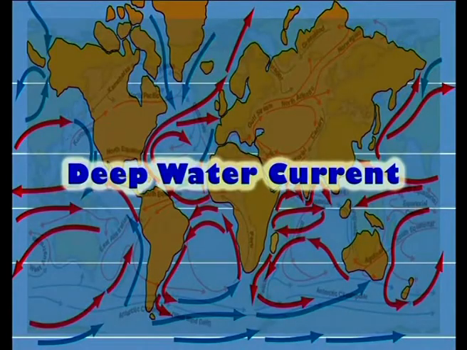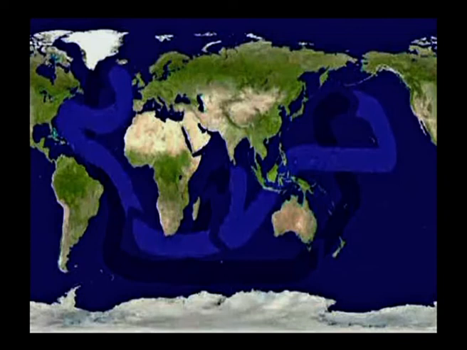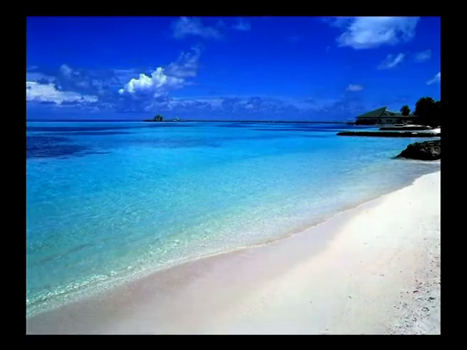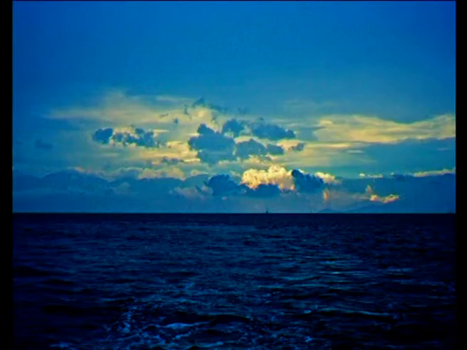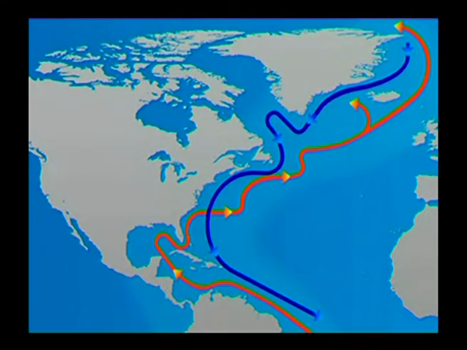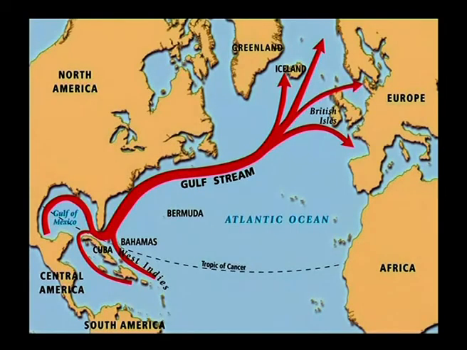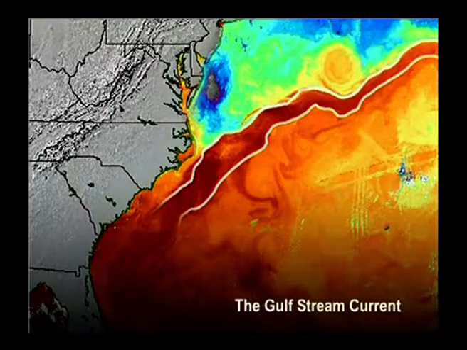Deep water currents. These currents are caused mainly due to density differences of sea water. Because of temperature and salinity, the water circulation is mainly vertical than horizontal. The depth of these water currents may extend to 1500 meters. For example, the Gulf Stream current.